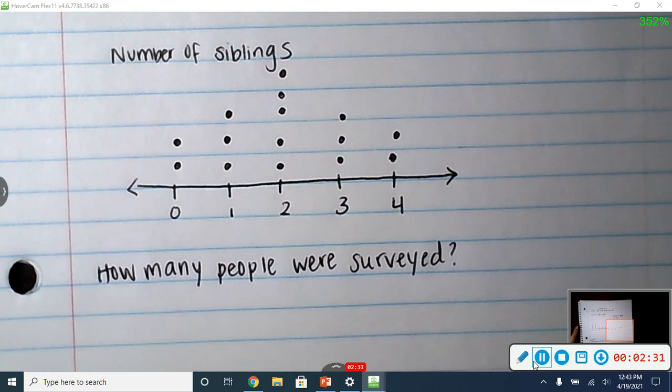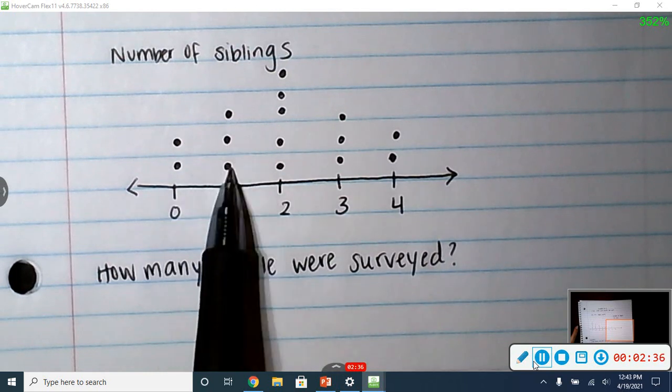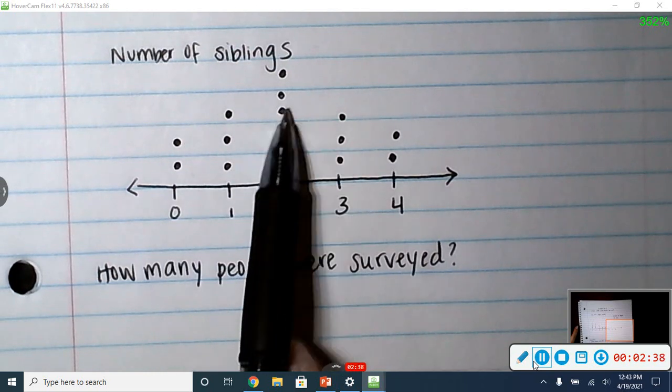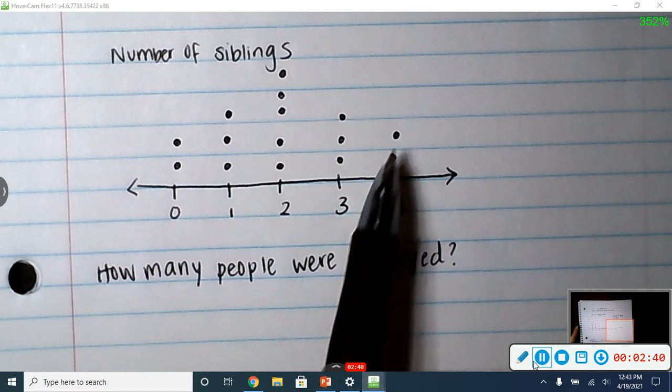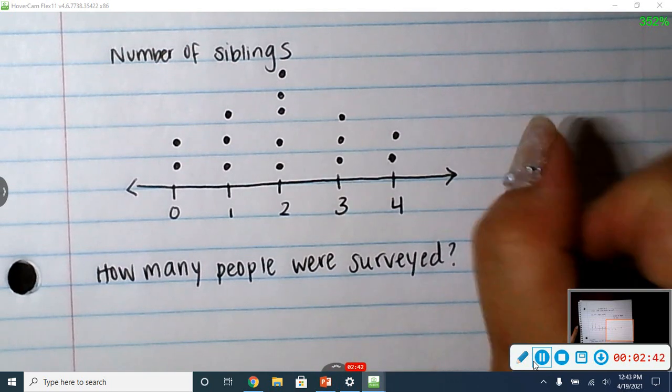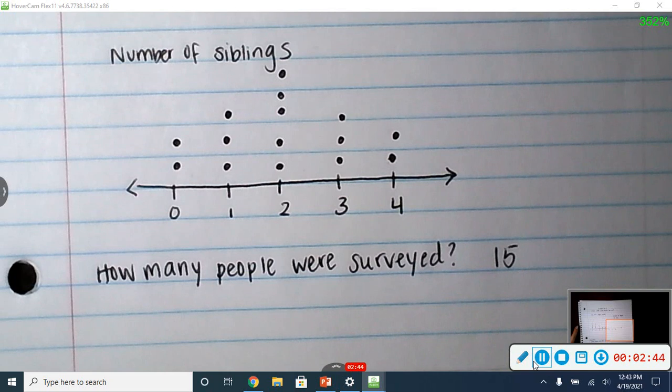Alright, so if we counted these up, you can just count all of the dots. So 1, 2, 3, 4, 5, 6, 7, 8, 9, 10, 11, 12, 13, 14, 15. So there were a total of 15 people surveyed. Now let's try another question.